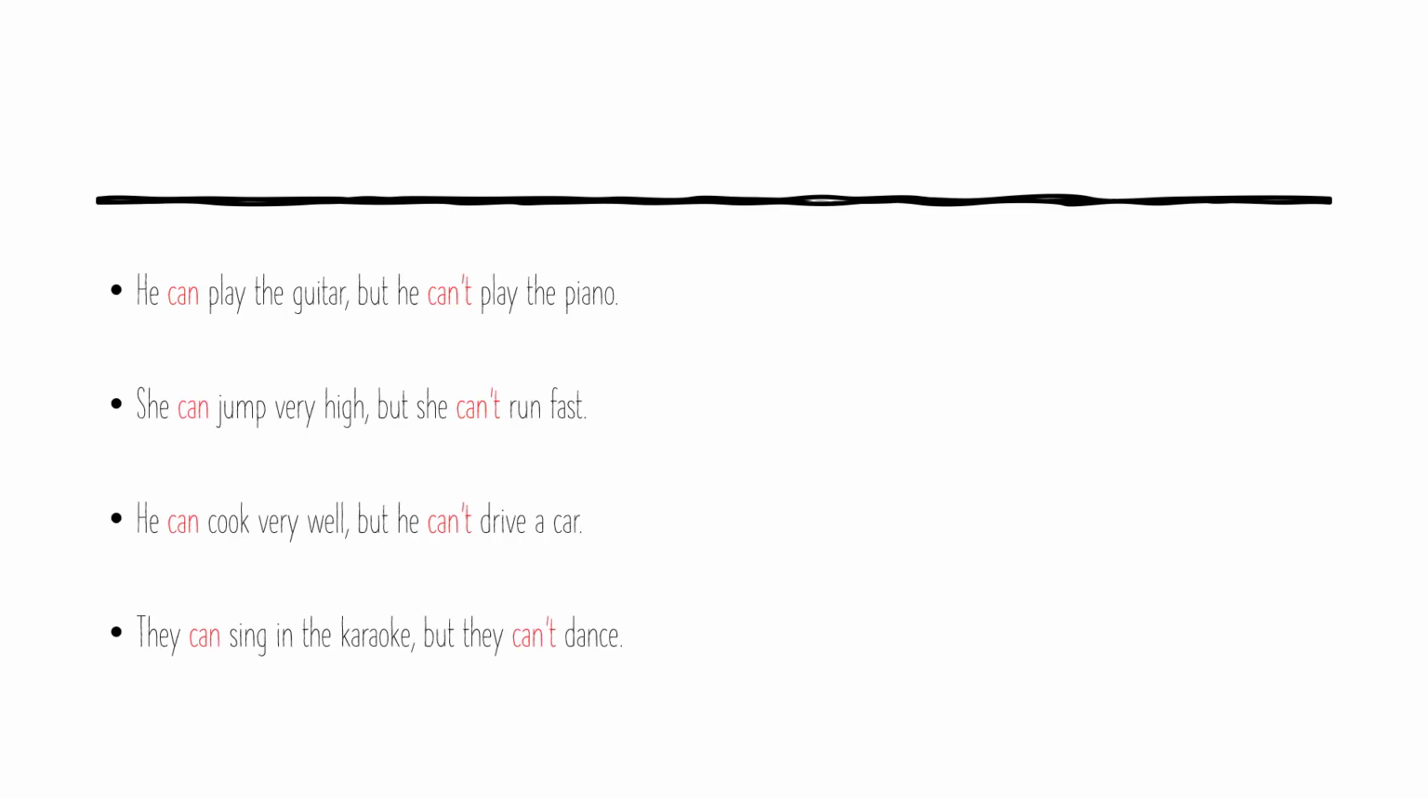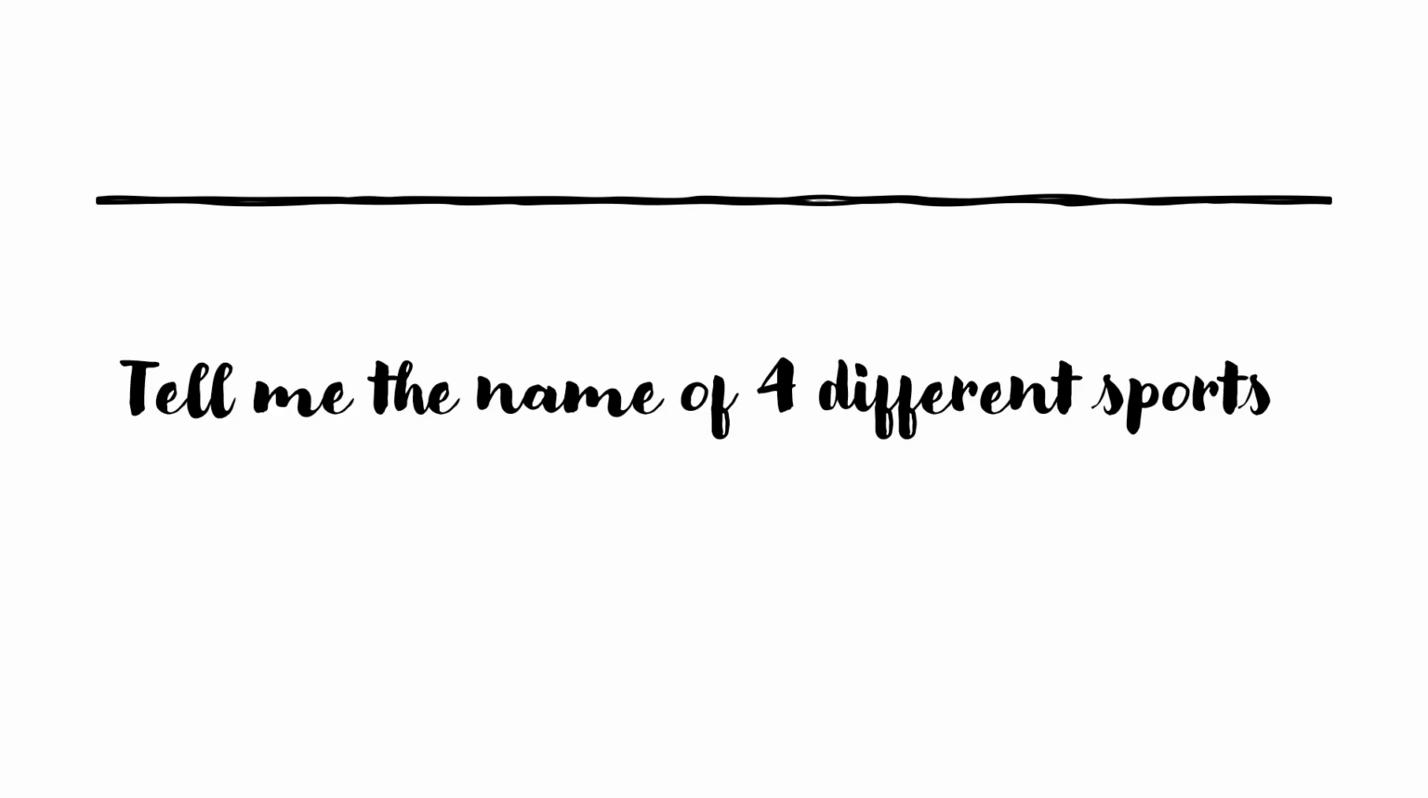Did you finish? Okay, let's check. Number 1, he can play the guitar, but he can't play the piano. Number 2, she can jump very high, but she can't run fast. Number 3, he can cook very well, but he can't drive a car. And number 4, they can sing in the karaoke, but they can't dance. Okay? Let's continue with the second activity.